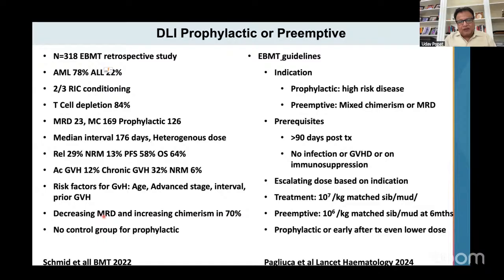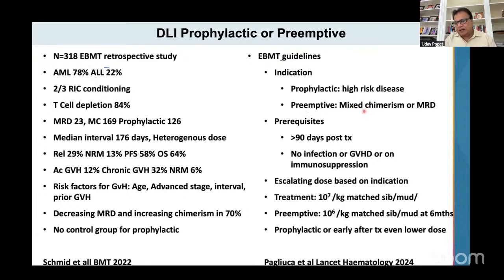For what it is worth, they showed decrease in MRD and increase in full donor chimerism in 70%. You can't say anything about the prophylactic group because there is no control group. So this is the best data out there on this strategy. And with this data, EBMT came up with this guideline. You give it prophylactic for high-risk disease. Again, this is expert opinion. This is not necessarily based on data.